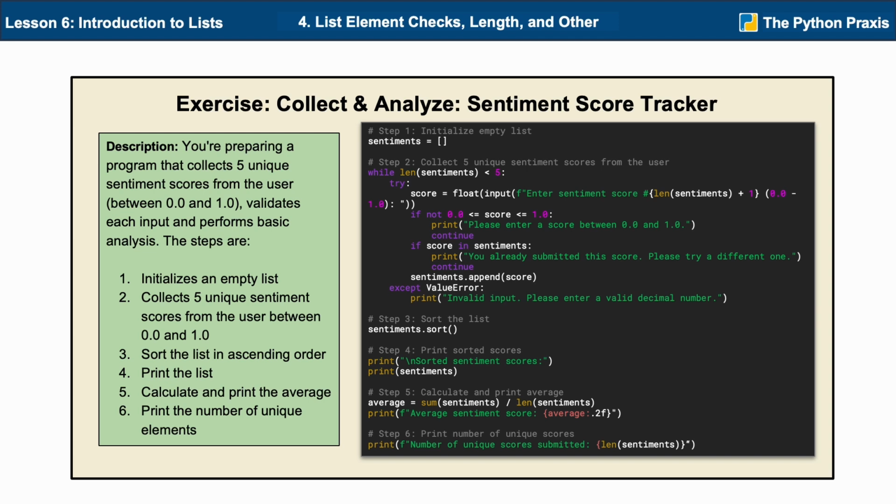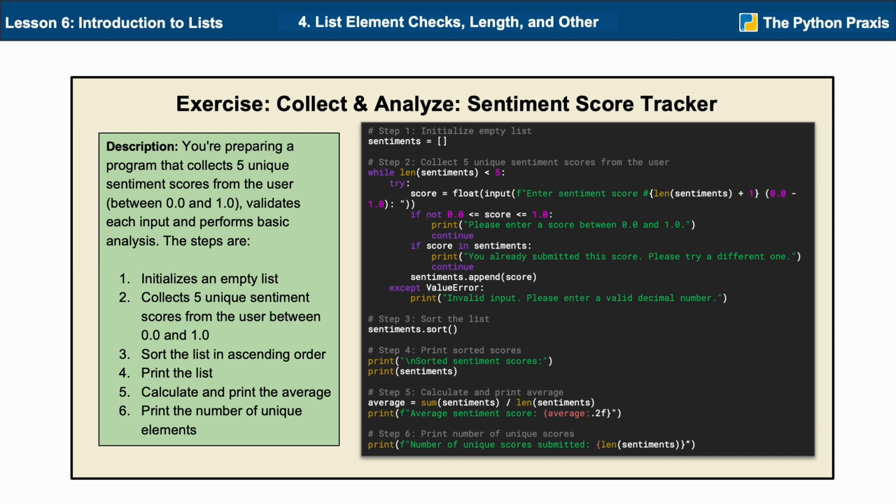If the user tries to input something that can't be converted to a float, like a word or a symbol, the except ValueError will catch it and give a friendly message and go back to the top of the loop. Once we have all 5 valid scores, we sort the list in ascending order using sort function and print the sorted scores.